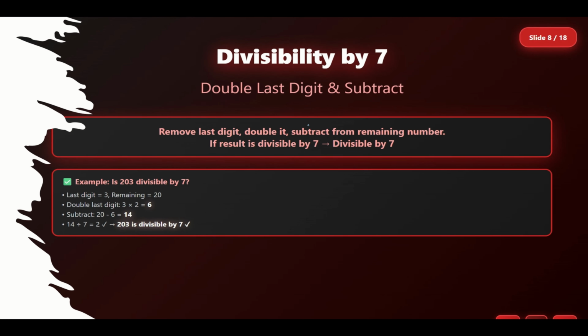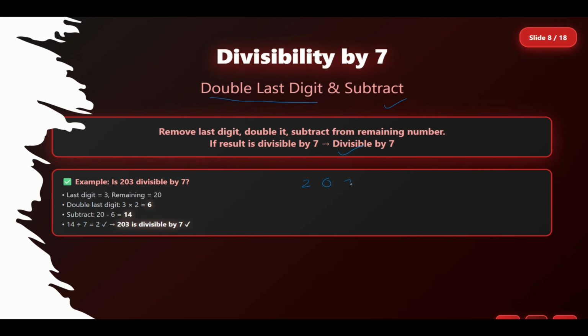Alright, now we are getting into the tricky ones. Divisibility by 7. Pay close attention. Here is the process. Take off the last digit from the given number. Double that digit and subtract it from what is left. If the result is divisible by 7, the original number is also divisible by 7. I know it sounds confusing, so let me show you with an example.